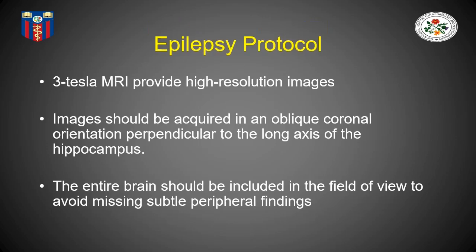With regards to the protocol, a 3 Tesla MRI provides high-resolution images and should be preferred to the 1.5 Tesla if at all possible. The images should be acquired in a plane which is perpendicular to the long axis of the hippocampus, and there has to be particular attention in including in the field of view the entire brain in order to avoid missing subtle peripheral findings.